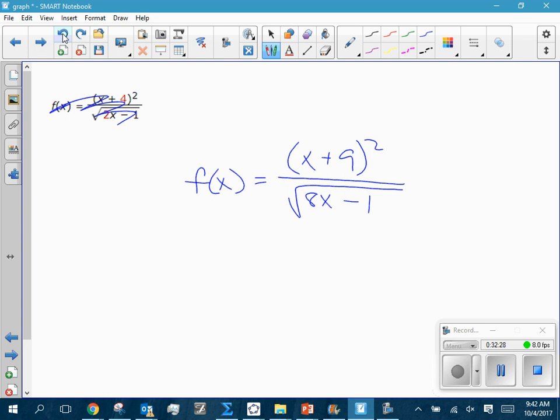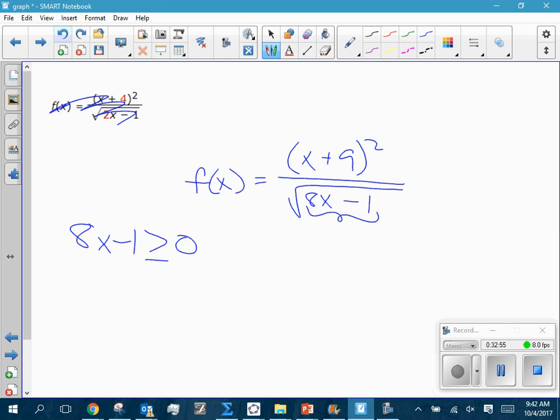We don't want this here to be a negative number, because when that becomes negative, it incorporates imaginary values. Okay? So there are two components to this question with that denominator. One, the 8x minus 1 has to be a positive number, right? It has to be greater than 0. Well, let's just write greater than or equal to 0 right now.